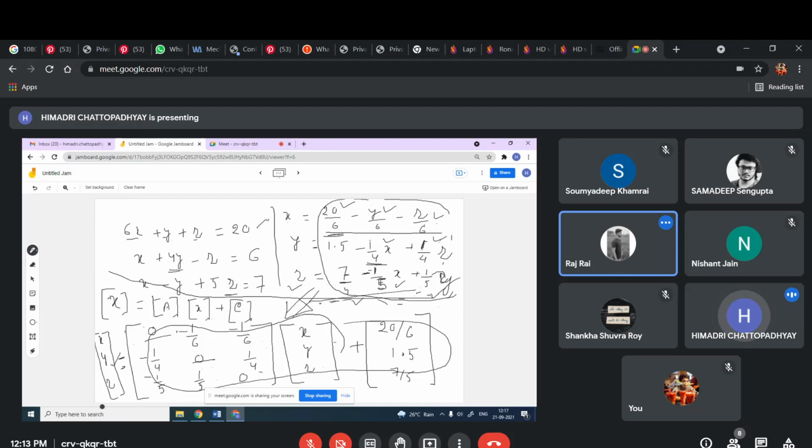You see, again, minus 1/6 X, minus 1/6 Y, minus 1/6 Z, plus 20/6, because there is a plus. Minus 1/4 X, plus 1/4 Z, plus 1.5 is equal to Y. Minus 1/5 X, plus 1/5 Y, plus 7/5 is equal to Z. So it is like matrix XYZ is some coefficient into XYZ plus some constant.